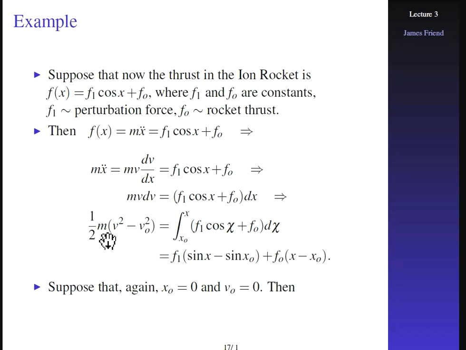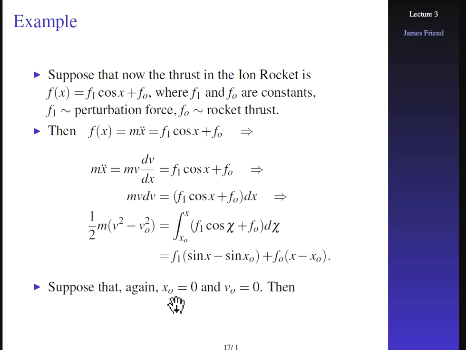If we integrate, we end up with the same sort of deal again. We end up with the kinetic energy change equal to the integral of f1 cosine chi plus f0 d chi. Notice that this is kinetic energy change. You have a guess as to what this is. Look, we have a force over a distance. It's work, isn't it? So then we have f1 sine x minus sine x0, plus f0 times x minus x0.